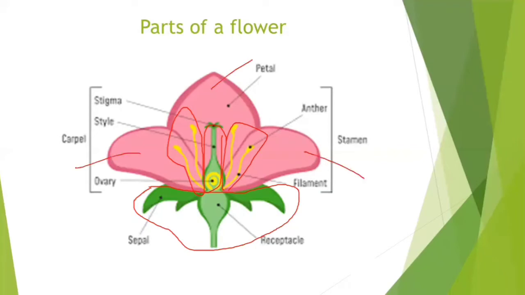So this is called the corolla. C-O-R-O-L-L-A. Now we will talk about the androecium and gynoecium. Now these come under the androecium and gynoecium.